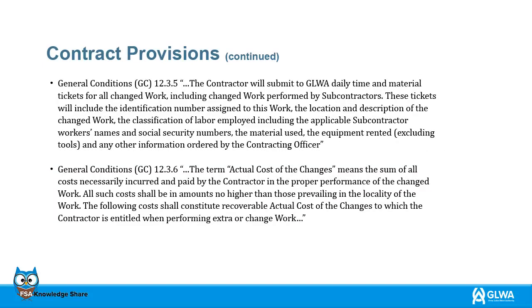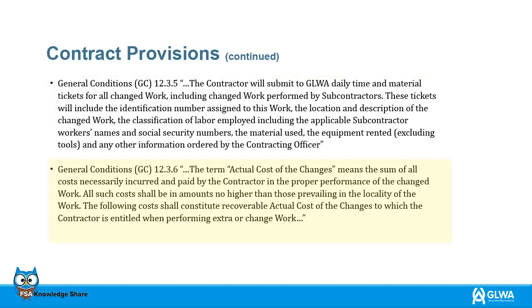General Conditions 12.3.5. The contractor will submit to GLWA daily time and material tickets for all changed work, including changed work performed by subcontractors. These tickets will include the identification number assigned to this work, the location and description of the changed work, the classification of labor employed, including the applicable subcontractor workers' names and social security numbers, the materials used, the equipment rented, excluding tools, and any other information ordered by the contracting officer.